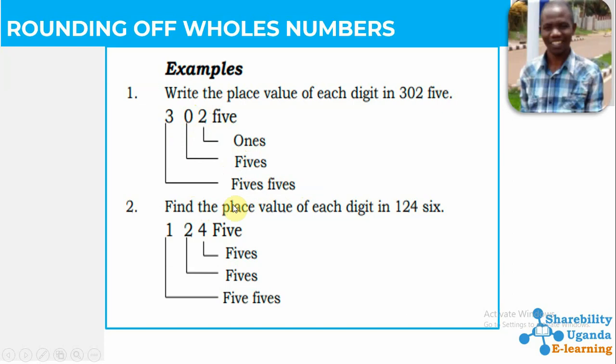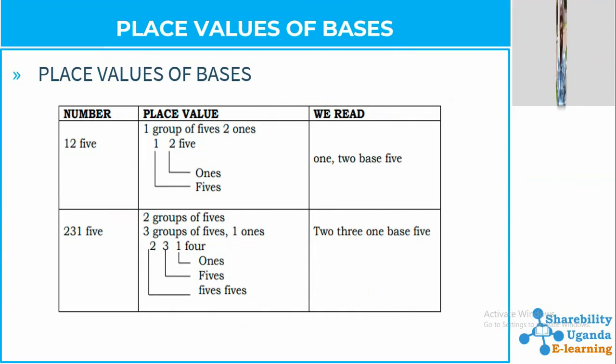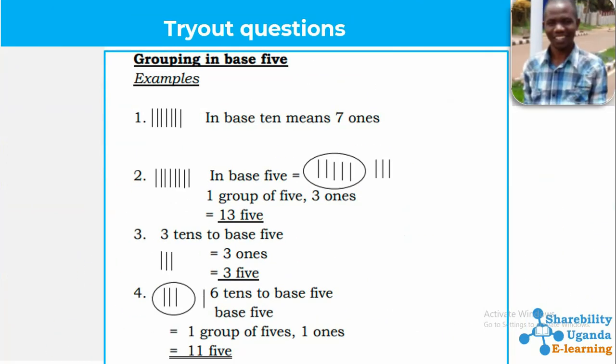Then when they say find the place value of each digit in 1, 2, 4 base 6, here we shall be able to give our value, because they are able to give us a 6. So this simply means we shall start with our figure, which is 4 in a group of 5s, then our 2 in the group of 5s, then our 1 in the group of 5s. Where does this come from? It is coming from here. Let me show you.